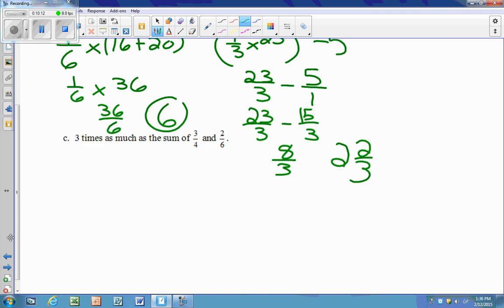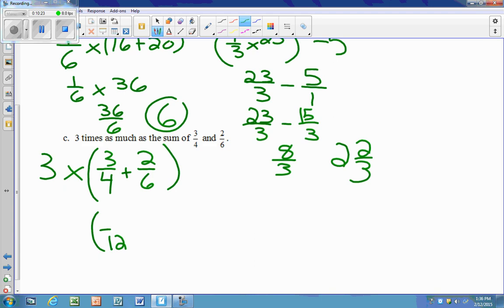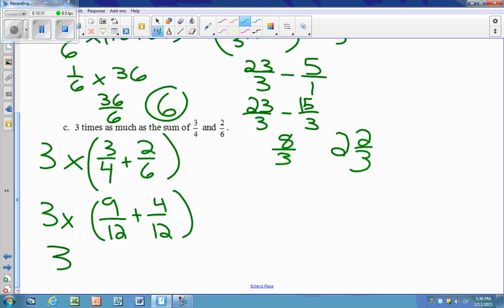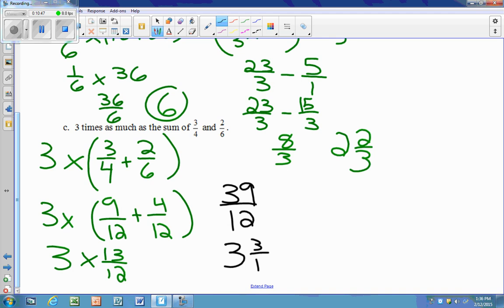This one is 3 times as much as the sum of 3/4 and 2/6. Find common denominators again, which is 12 in this case. And then we end up with 3 times 13/12. Because I'm at the bottom, I'm going to move over to the side in a different color pen so you can see it. I end up with 39/12, which then has me ending up with 3, which will get me to 36 and 3/12. And I can simplify it to 3 1/4.